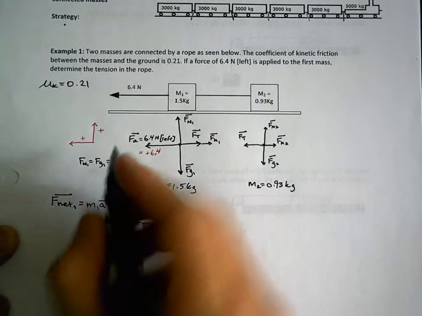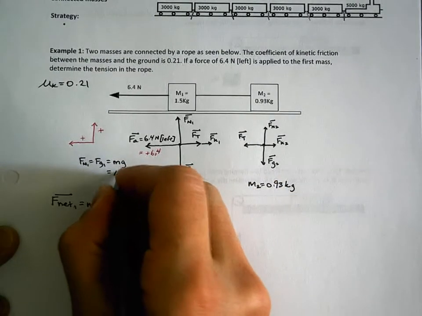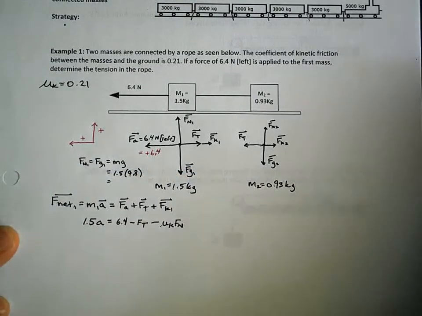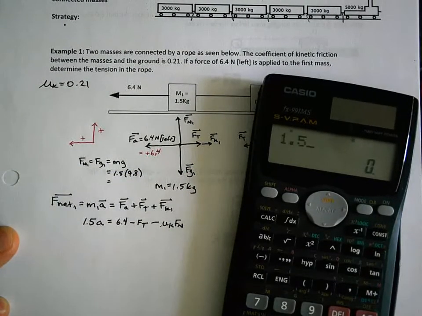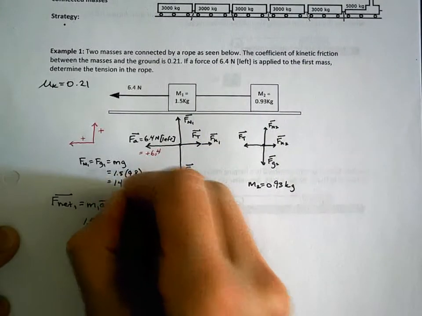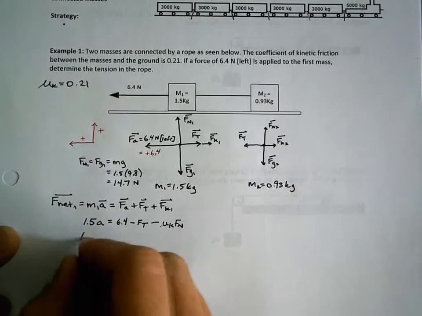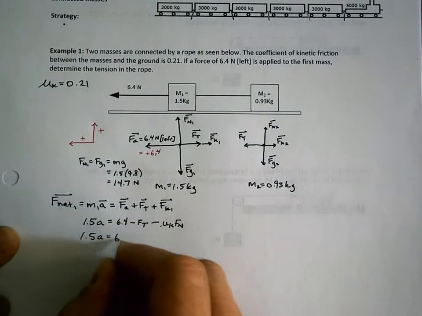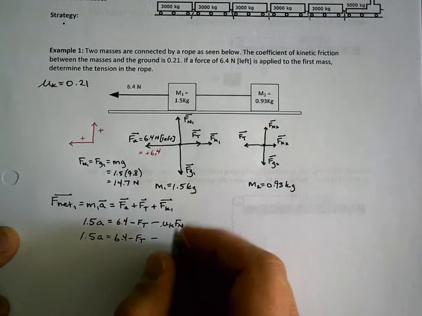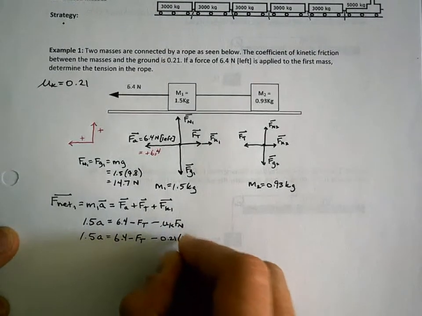Again, I'm going to leave out the vector to show that I'm just doing scalar work here. So 1.5 times 9.8. Let's figure that out. 1.5 times 9.8, 14.7. Okay, so then I can sub that in. So I get 1.5a is equal to 6.4 minus FT minus 0.21 times 14.7.